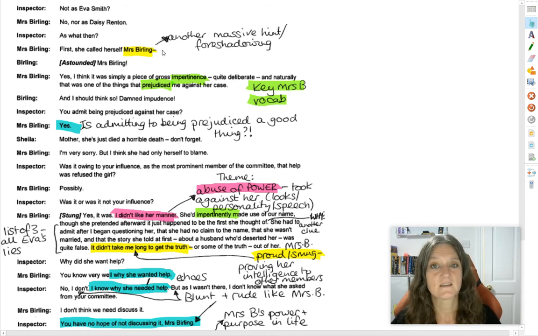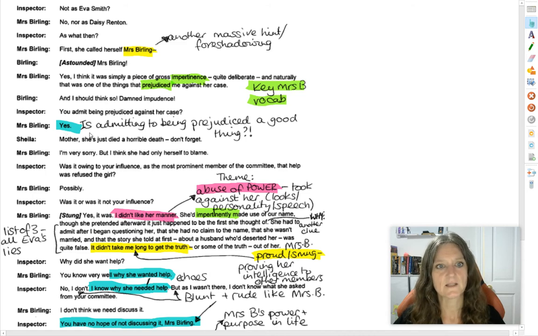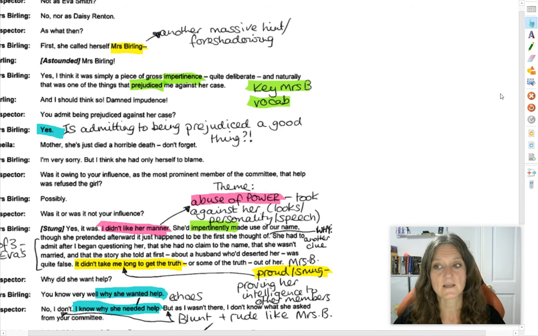Mrs. Birling just doesn't get this at all. And she starts talking about her as being impertinent, "a piece of gross impertinence," so really, really cheeky. "She did it deliberately, and that prejudiced me against the case." So some really key Mrs. Birling vocabulary here. Mrs. Birling almost seems proud. "You admit being prejudiced against her case?" "Yes." So she's really blunt, and that does make her seem quite proud. Is admitting to being prejudiced a good thing? No. If someone accused me of being prejudiced, I would be very upset, especially if I thought it was unfair. But Mrs. Birling's even accusing herself of being prejudiced. It seems that someone like Mrs. Birling doesn't see that as something to be ashamed of.